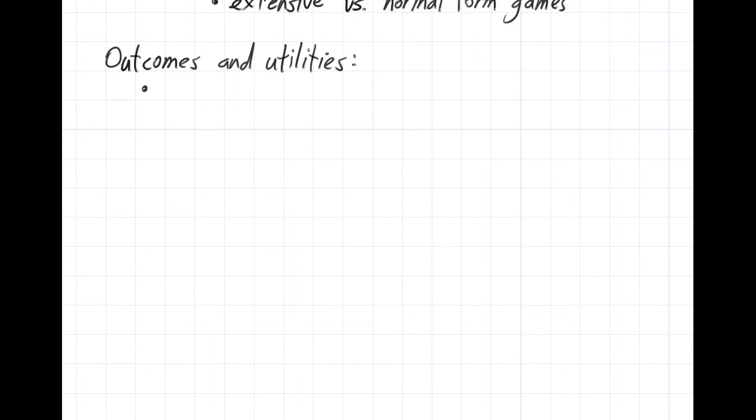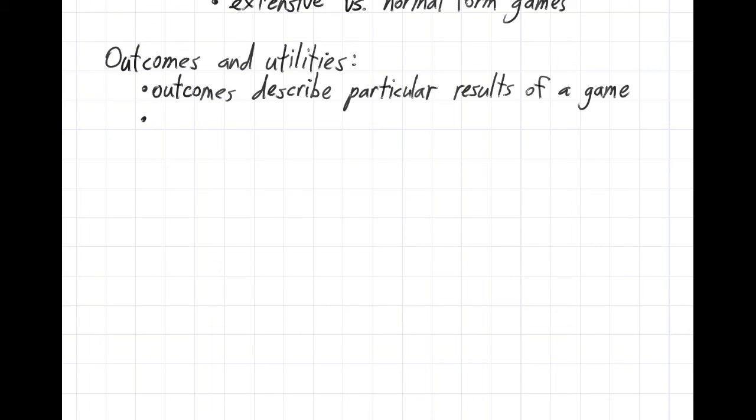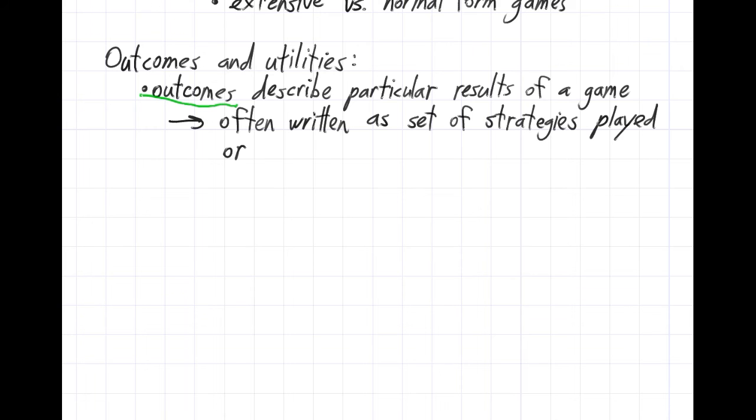So outcomes are just like what they sound like. They describe the various possible results that can happen in a game. Usually they're expressed as the set of utilities that result for each player. We'll use the term outcomes pretty frequently, so you should get used to it and maybe add it to your glossary. As I said, they're often written as the set of strategies played or the resulting payoffs.